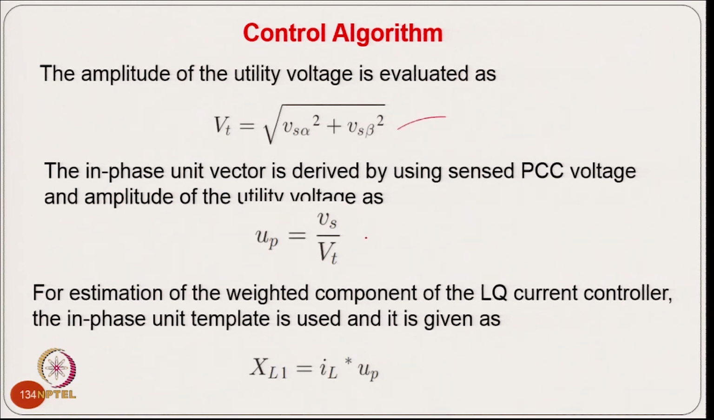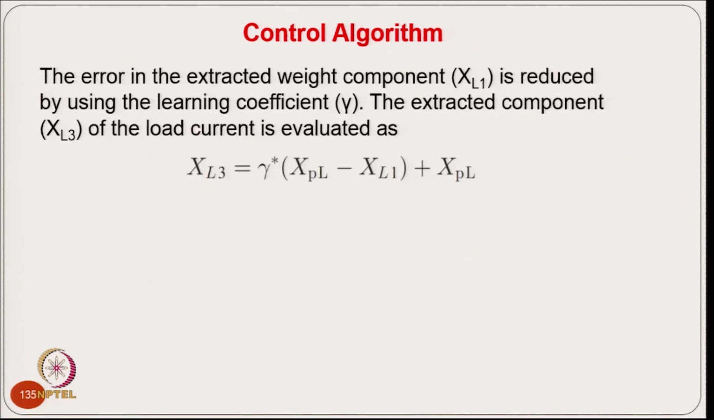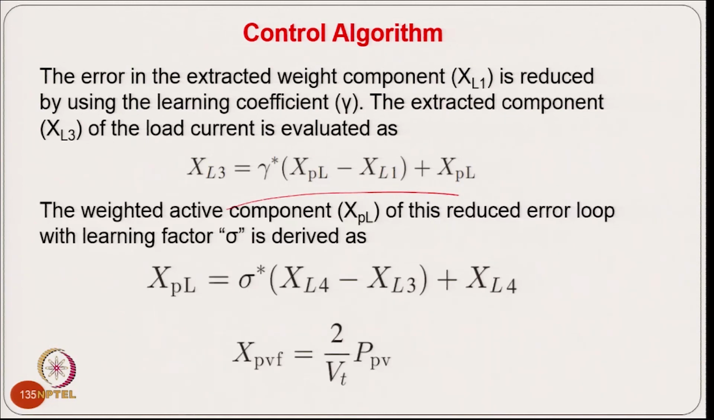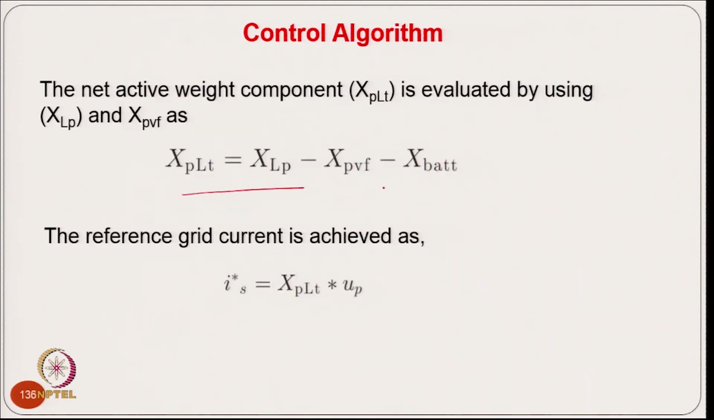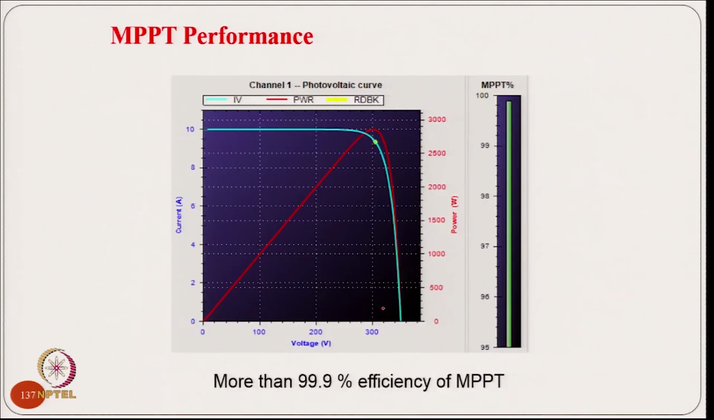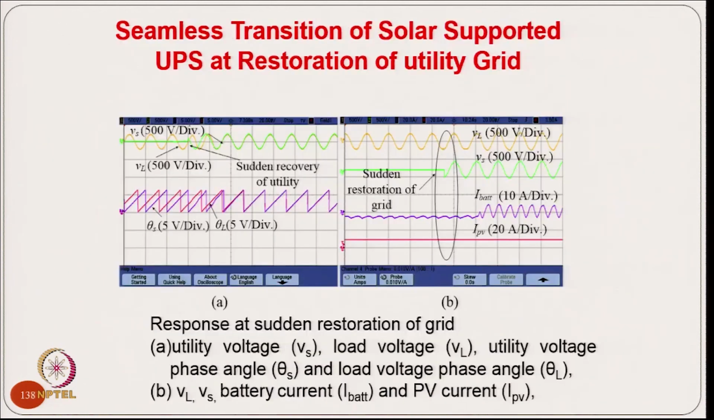So we calculate the amplitude of the voltage, then the template of the voltage, and then we calculate the reference grid current, corresponding to the amplitude of the grid current. That gives you what you can call the feed-forward term here. Adding to that the net grid current, battery component, PV component, and the load component, we get the reference grid current from here. And this corresponds to the MPPT, where we are getting around 99.9% of maximum power tracking.